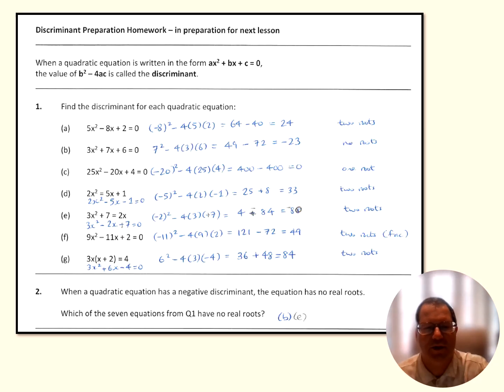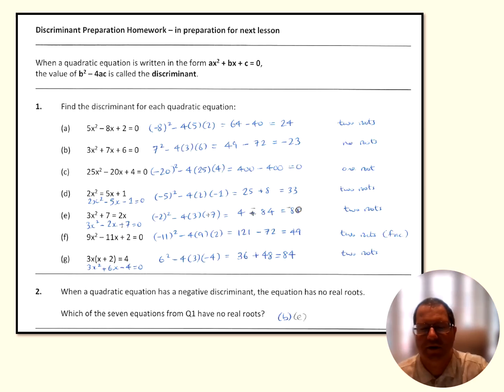for your quadratic equation. So just going through them, for a, b squared minus 4ac was 24, for b it was negative 23, for c it was 0, for d it was 33, e was negative 80, f was 49, and g was 84. Question 2 asks us which of the 7 equations from question 1 has no real roots, having told us that that occurs when we have a negative discriminant, i.e. b squared minus 4ac is less than 0. And that is true for b and e, which had values of negative 23 and negative 80.